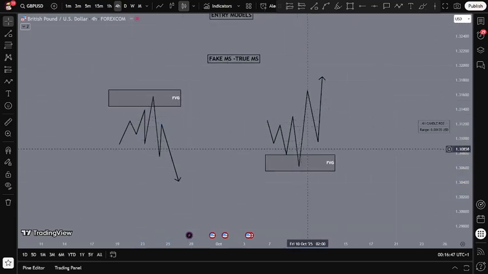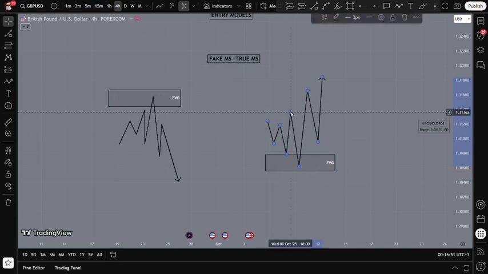Here's a bullish scenario. Again, it makes a fake market shift. It induces the previous high and then it induces the low once more time, and then it goes high, and then you can enter from here.